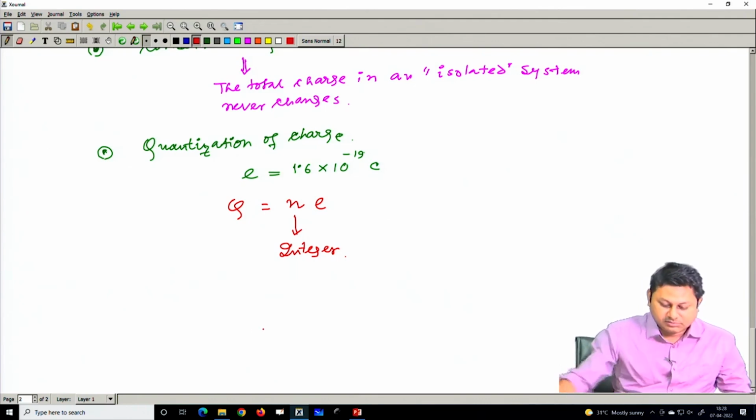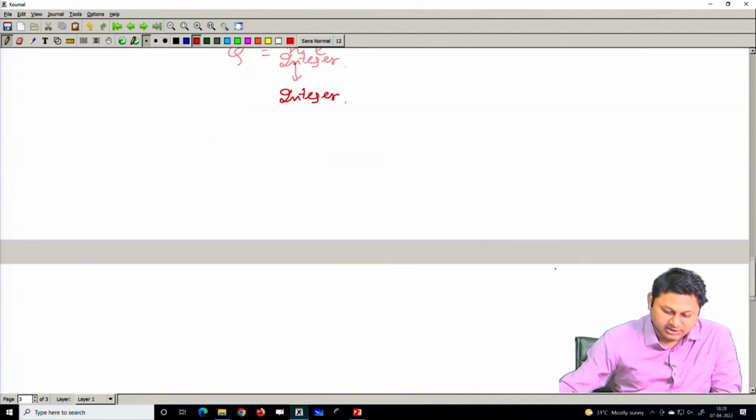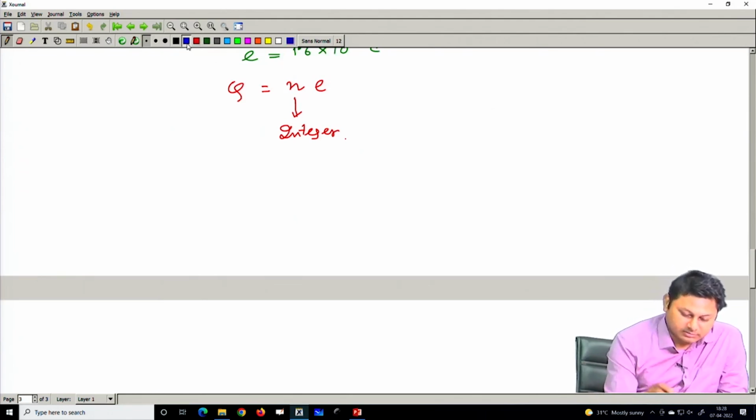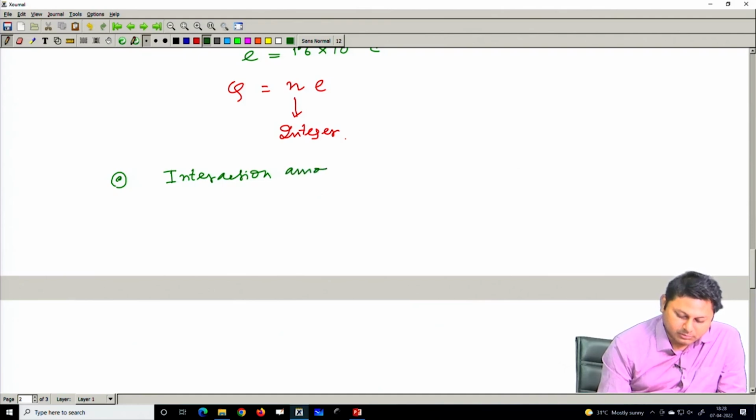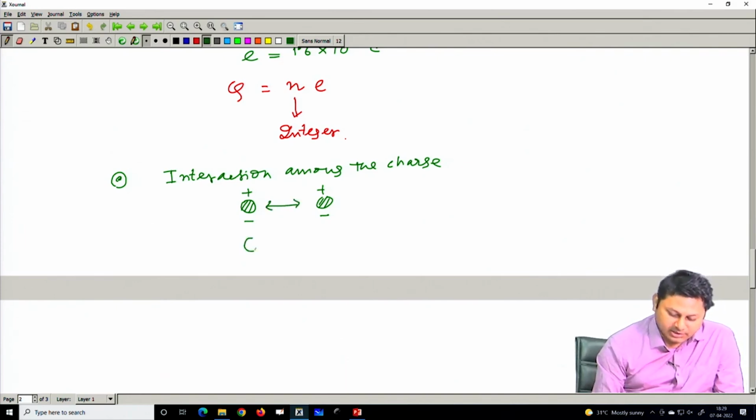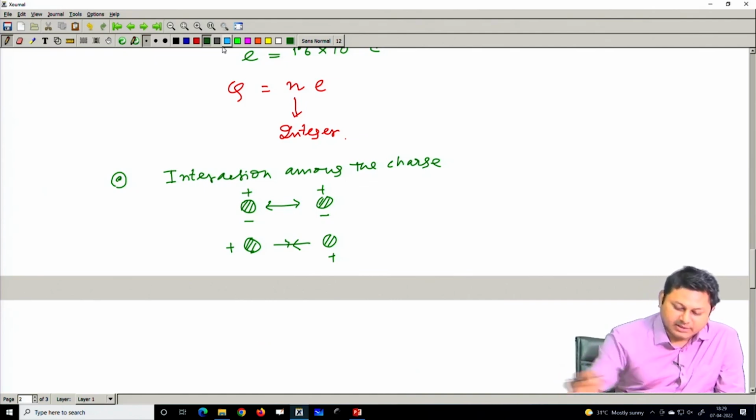Next thing is the interaction. I already discussed the interaction, but since we are making it in a pointwise manner, let me do that. The next thing is interaction among the charges. Like charges, say plus and plus or minus and minus, will repel, and unlike charges, plus and minus, will attract each other. So, like charges repel and unlike charges attract.